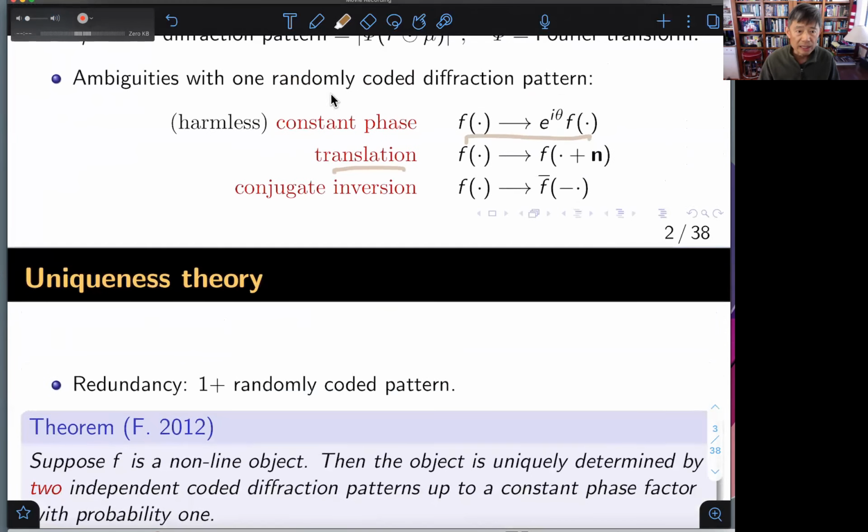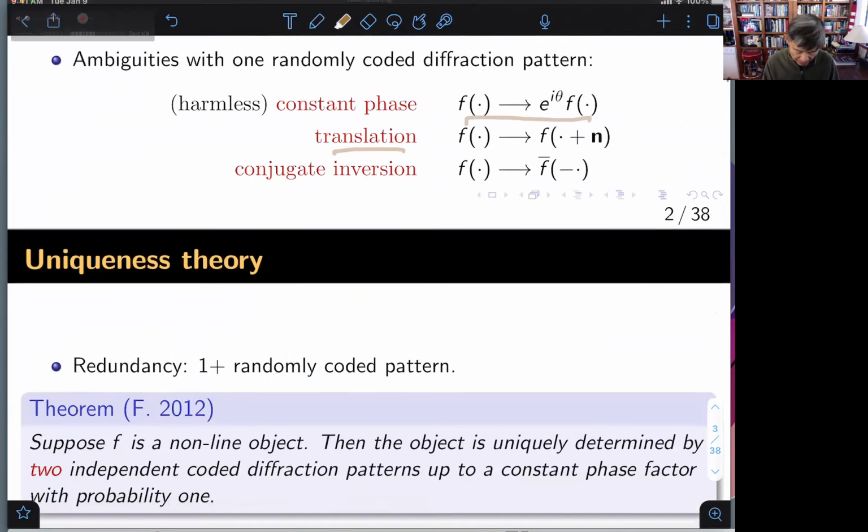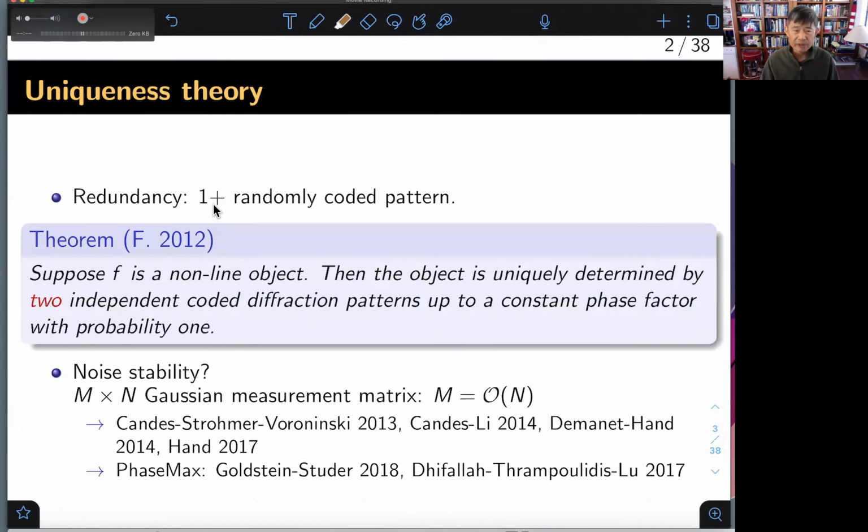It's well known that if you only have one diffraction pattern, you always have these three, at least. Now, however, the theory says that if you have one plus a little bit, you will have enough redundancy to have uniqueness. Because in this talk, I primarily focus on a diffraction pattern as a whole, as one measurement, I'm counting the number of diffraction patterns.